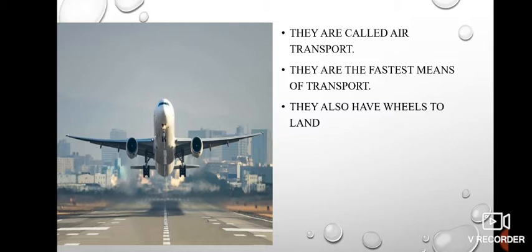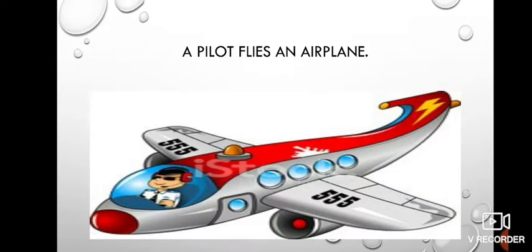And they also have wheels to land. Airplanes also have wheels to land. And the person who flies an airplane is known as pilot. So pilot is a person who flies an airplane.